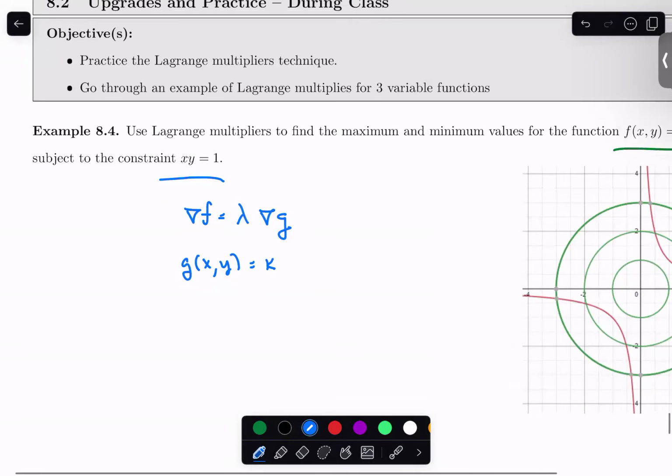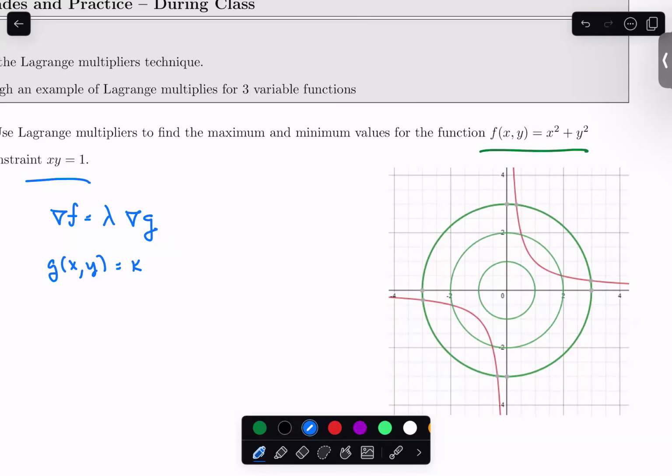So the first thing here, we have nicely named our function, which is x squared plus y squared. And this other bit here, x times y equals 1, is our constraint equation. So we're trying to find solutions to maximize and minimize this along this curve when x times y is equal to 1. So again, our constant is 1, and our g function, our constraint function, is x times y.